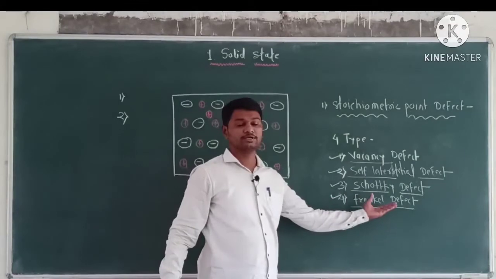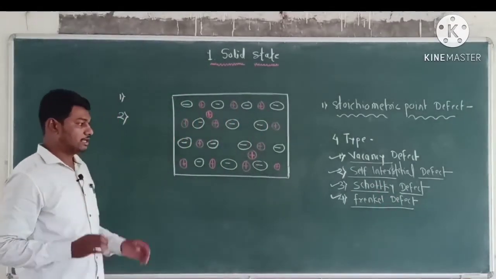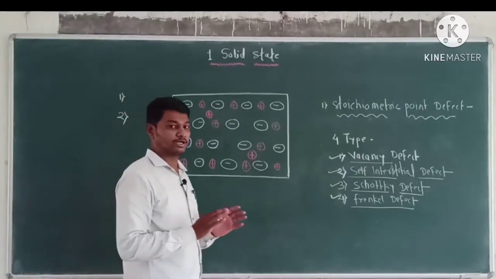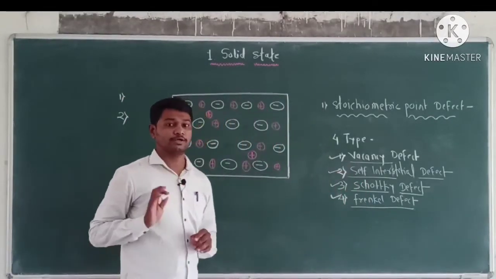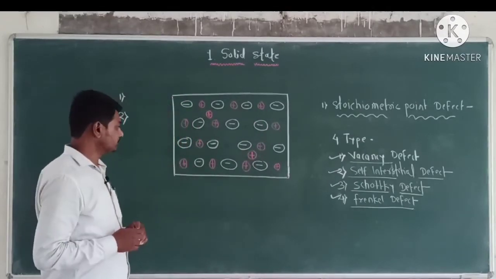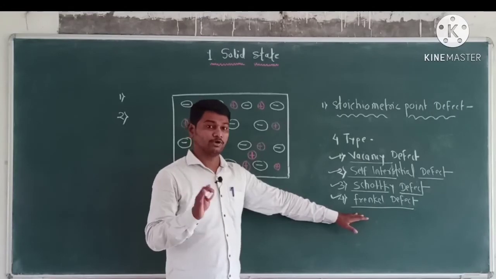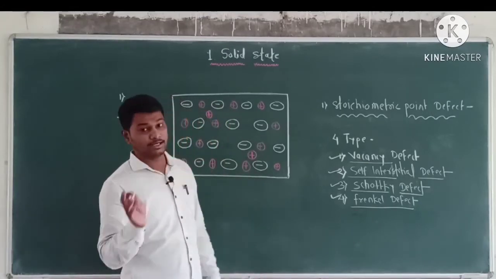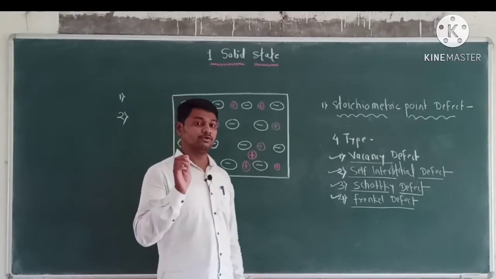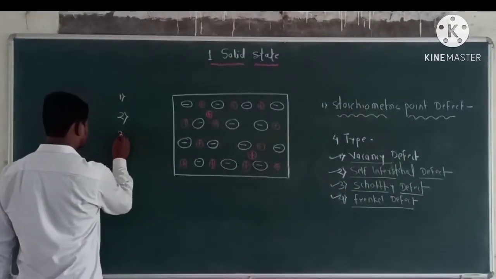The Frenkel defect generally occurs in an ionic compound which has a large difference between size of cation and anion and ions having a low coordination number. Okay. Frenkel defect generally occurs in an ionic compound which has a large difference between size of cation and anion and ions having a low coordination number. Okay. Now, third point.